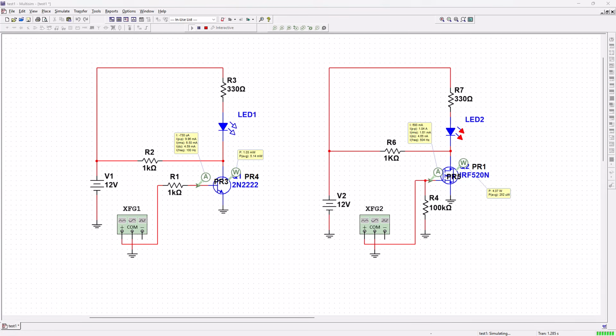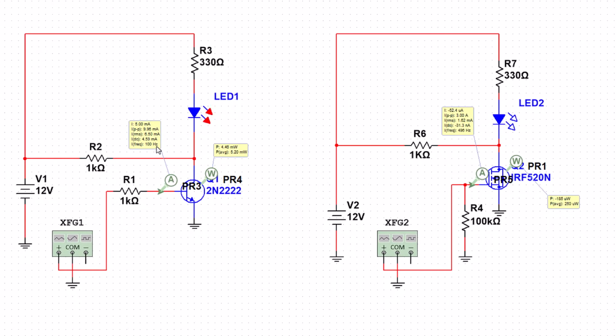The LED is on. But look at the multimeter. The base current is about 5 mA. That means our signal source must provide energy to control the transistor. If we look at the power dissipated by the transistor, it is a few milliwatts. That means lost energy, heat that ultimately comes from the battery.